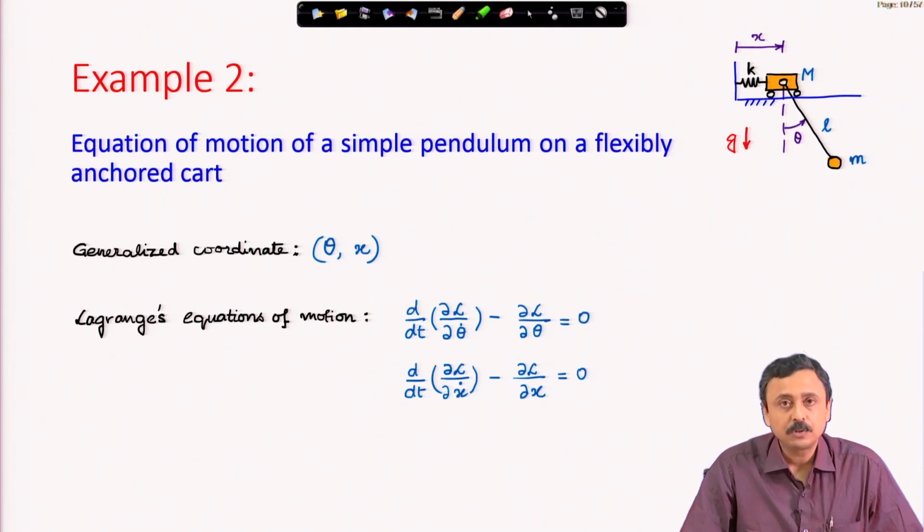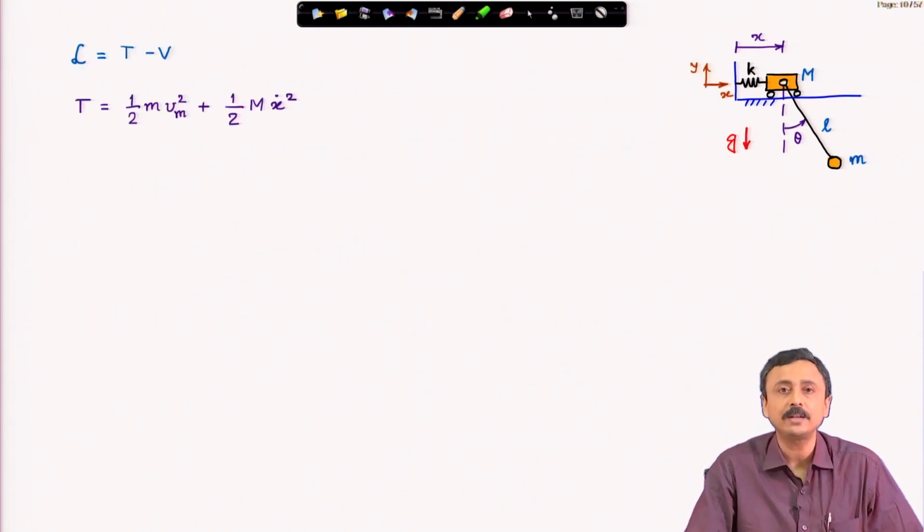There are two generalized coordinates, therefore, we will have two equations of motion, and I have written out these two equations. d/dt of del L del q dot, for the first generalized coordinate, minus del L del theta is equal to 0, and the second equation is for the x coordinate, d/dt of del L del x dot minus del L del x equal to 0. L, the Lagrangian, for this mechanical system, is nothing but the kinetic energy of the system minus the potential energy of the system. Let us look at that expression.